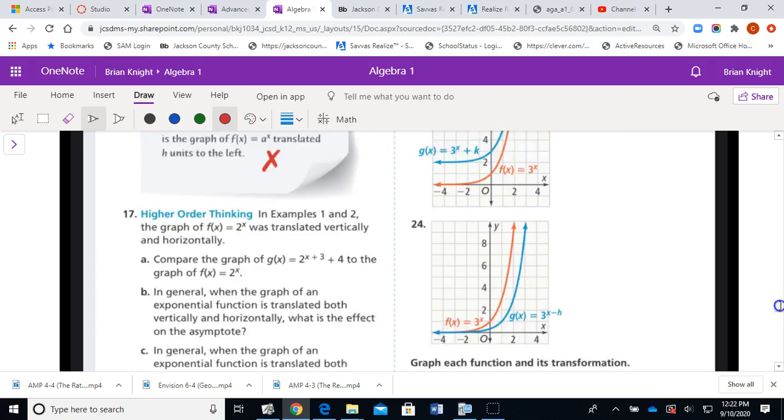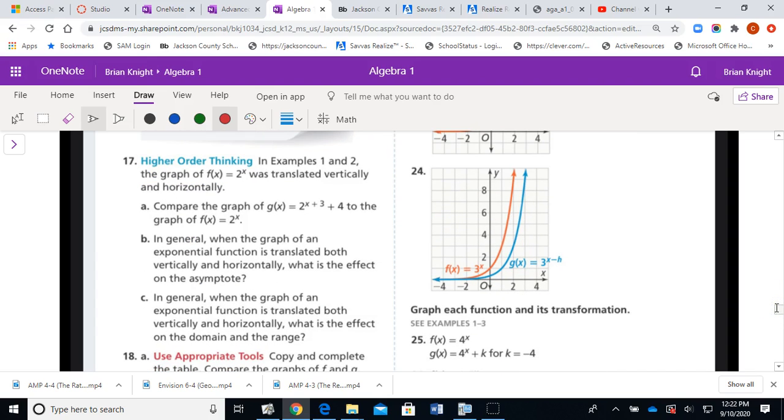Okay? 24, same thing. I know you don't have to do this one. Notice it didn't go up and down because it ends up in the same place. This time it goes left or right. So it got shifted where? Right, how far? Right 1. So there's 1, 1, 1. Correct. It would be 3 to the x minus 1, which means h, because remember we're looking for h, is actually positive 1. Okay? Is that making sense? Because you're subtracting h from the equation. All right?